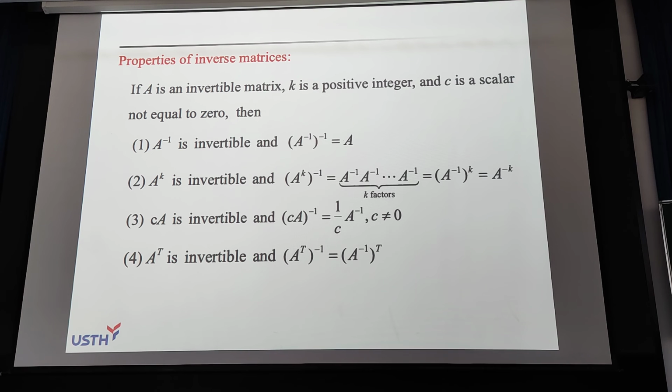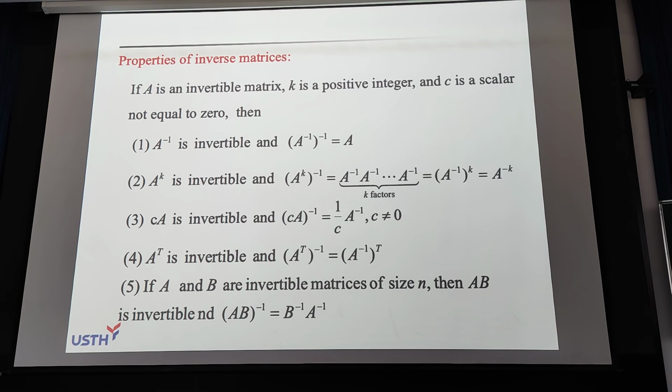And that property says if A is invertible, then the transpose of A is invertible also. And its inverse is here. Inverse of transpose is transpose of inverse.